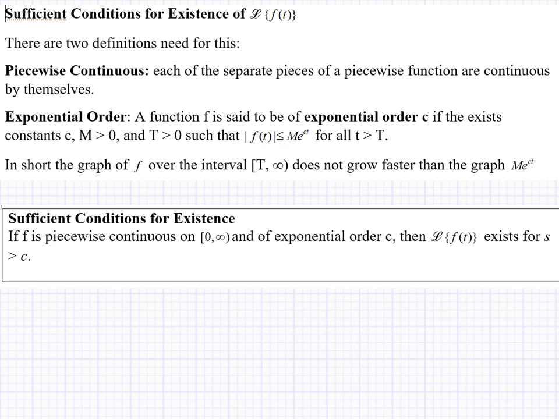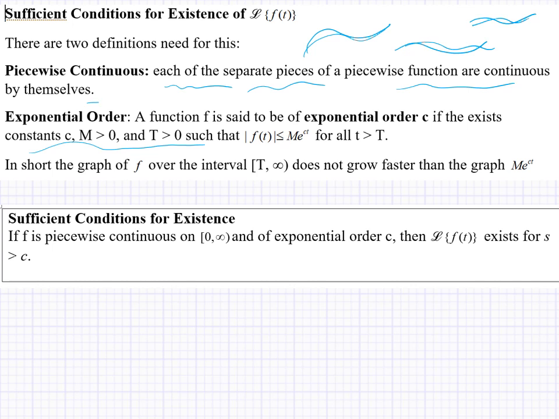We need to talk about something called piecewise continuous. Each of the separate pieces of a piecewise function is continuous by itself. So if a function is defined in separate pieces, here's one piece, and here's another piece, each one of these individual pieces has to be continuous. And the second thing, and this is really the biggest one, is that a function f is of exponential order.